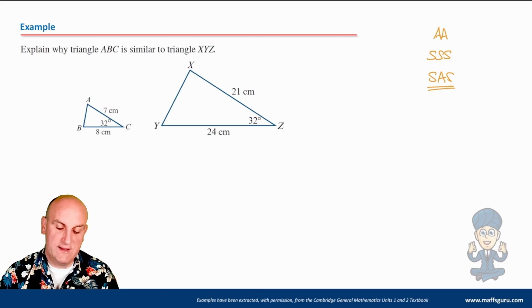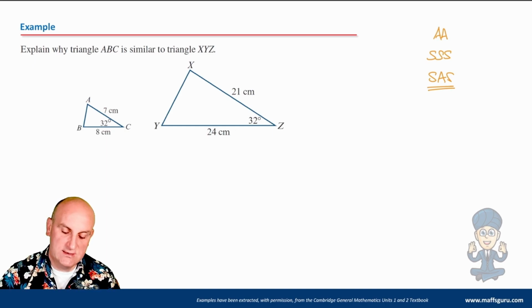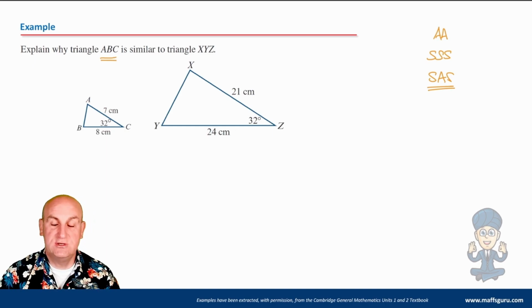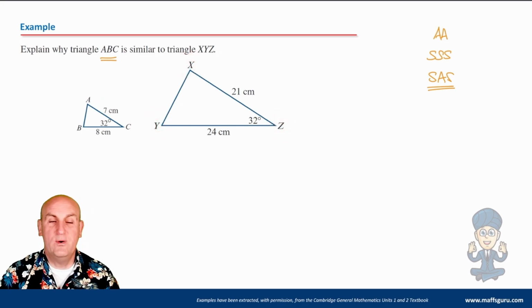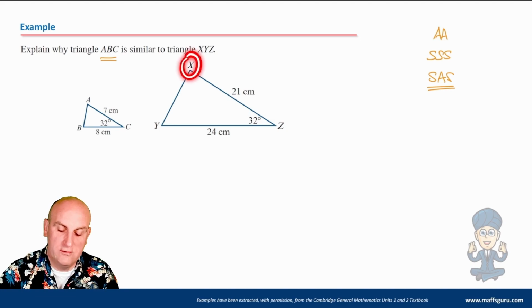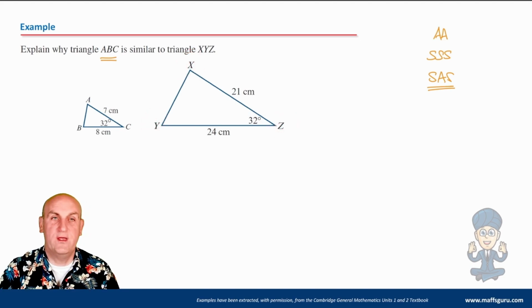Okay, so let's see. Explain why the triangle ABC is similar to triangle XYZ. So let's look at that first. ABC is just a way to describe a triangle, right? And we tend to use the letters on their corners to explain them. So ABC is that triangle. XYZ is that triangle. Now, obviously, because they're different triangles, I can't use ABC here as well. Sometimes we use A dash, B dash, and C dash.